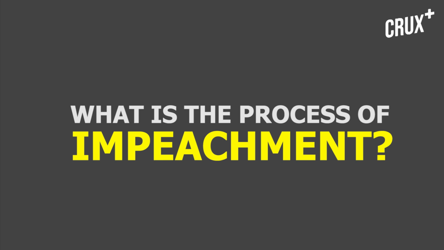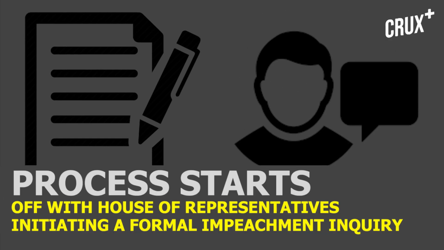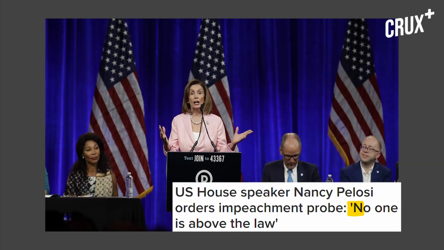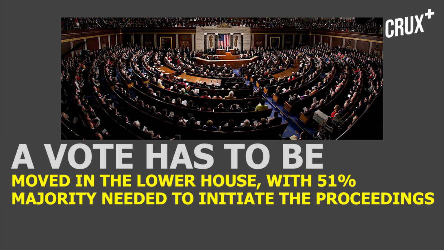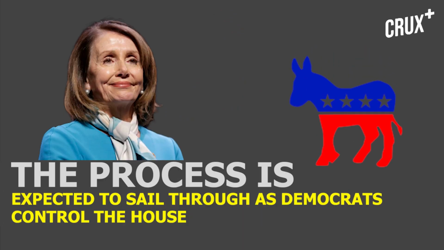So how exactly does impeachment work? Well, it starts off with the lower house, in this case, the House of Representatives, initiating a formal impeachment inquiry. That's what the Speaker of the House, Nancy Pelosi, said on Wednesday, that the Democrats were formally starting the impeachment proceeding. Once that happens, a vote will have to be moved in the House of Representatives. There will have to be a 51% majority for that vote to be passed by the entire House, that yes, the impeachment proceeding is ratified and that a trial can begin. The Democrats control the House of Representatives, the lower house of Congress, and therefore it is expected to easily sail through. The problem is the next step.